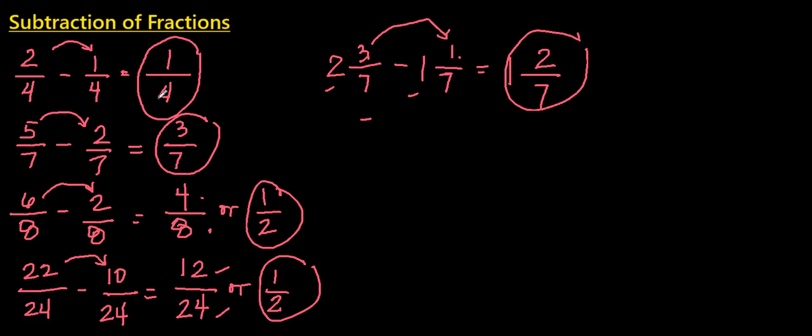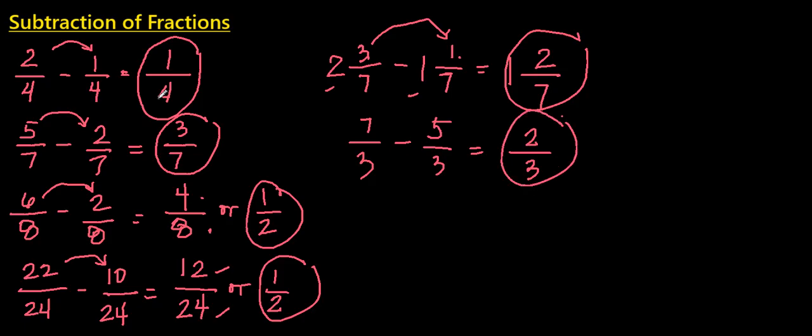Another example, both improper fractions, 7 over 3 minus 5 over 3. 7 minus 5 is 2. So that's the final answer.